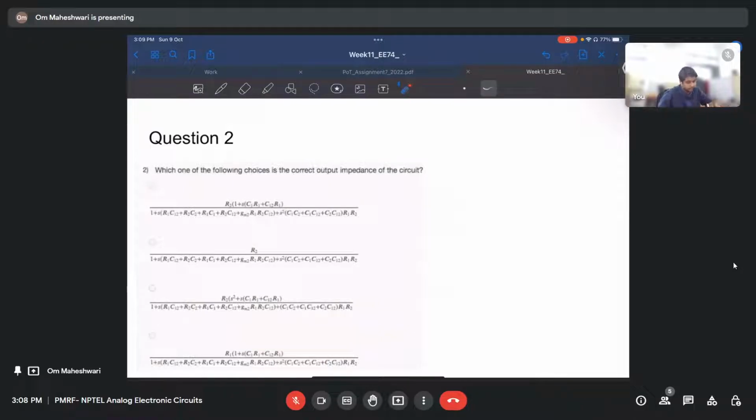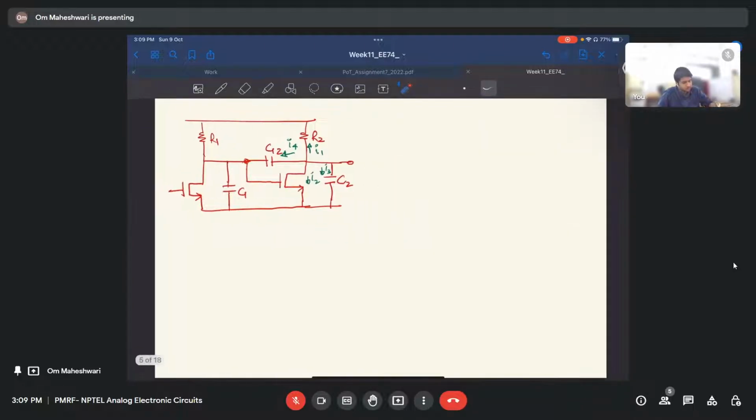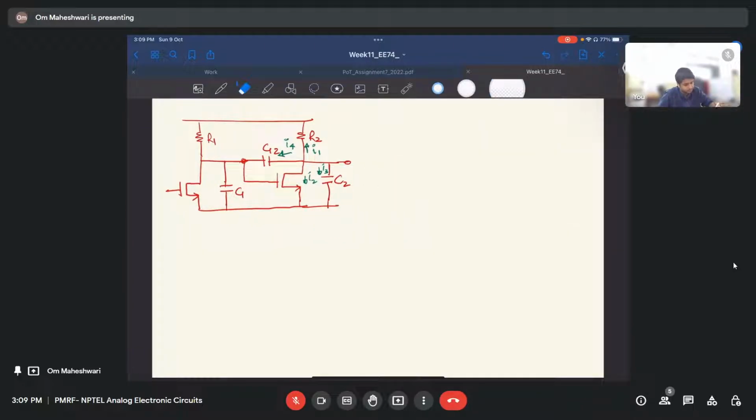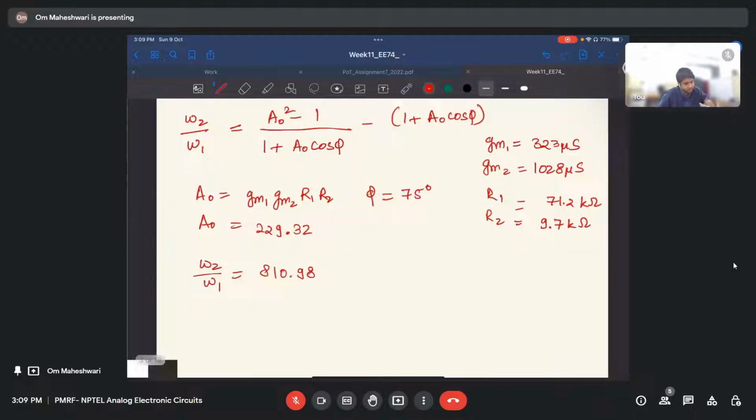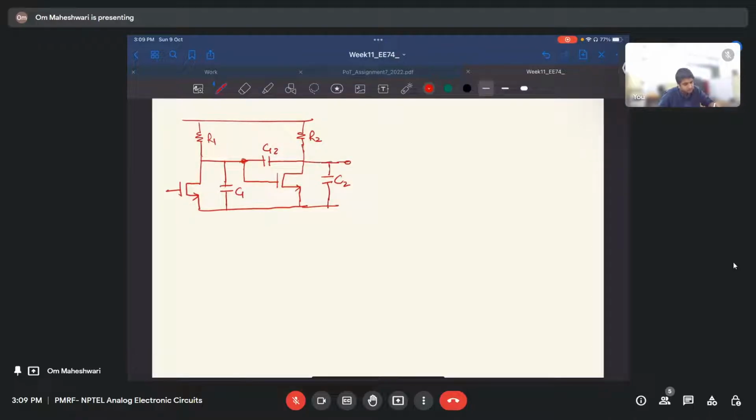Now we have to find the output impedance of the circuit, right? So let me erase this first. This is just the circuit that was there previously. This circuit and this circuit are the same. So what do we need to do for Z out? For Z out, we apply a test voltage source V, we see the current through it, I, then V by I gives us Z out.